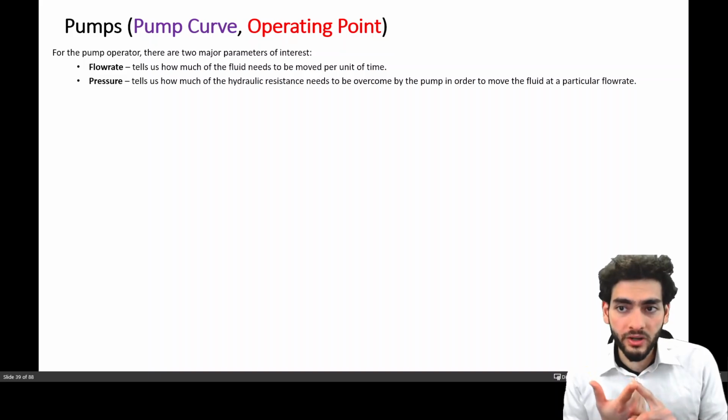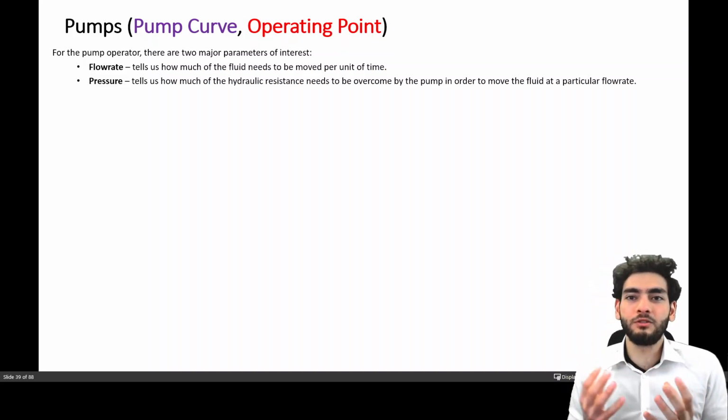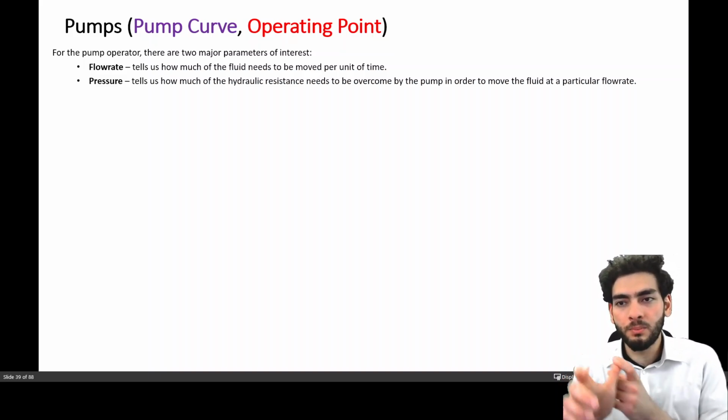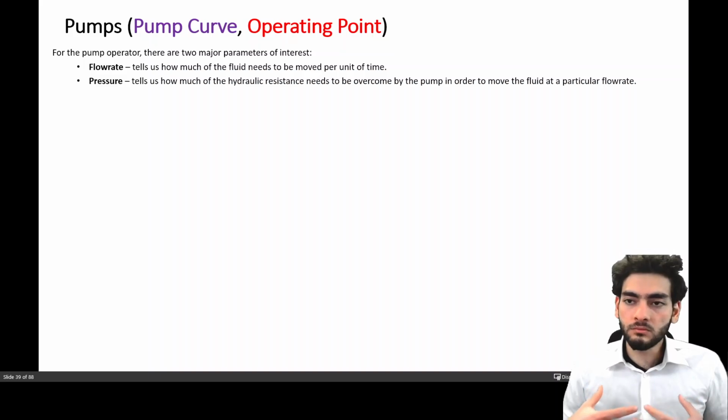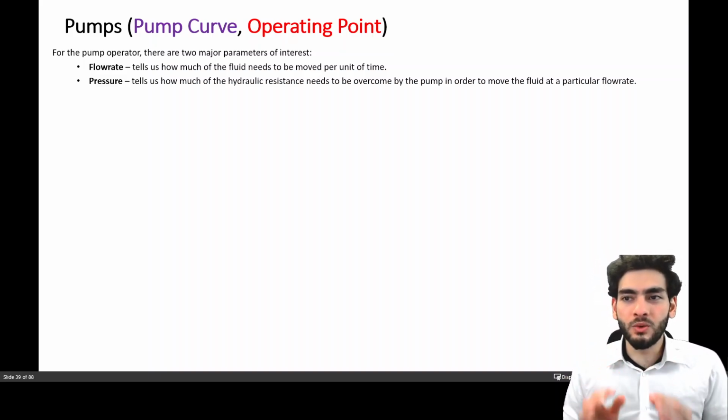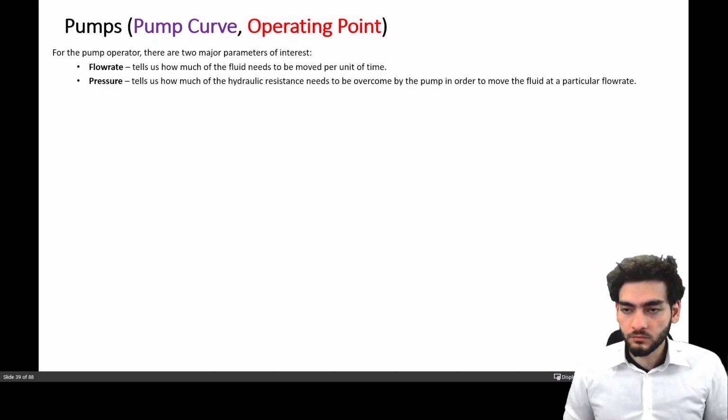They're interested in the flow rate, which basically tells us how much of the fluid needs to be moved per unit time, and also the pressure, which tells us how much of the hydraulic resistance needs to be overcome by the pump in order to move the fluid at a particular flow rate.